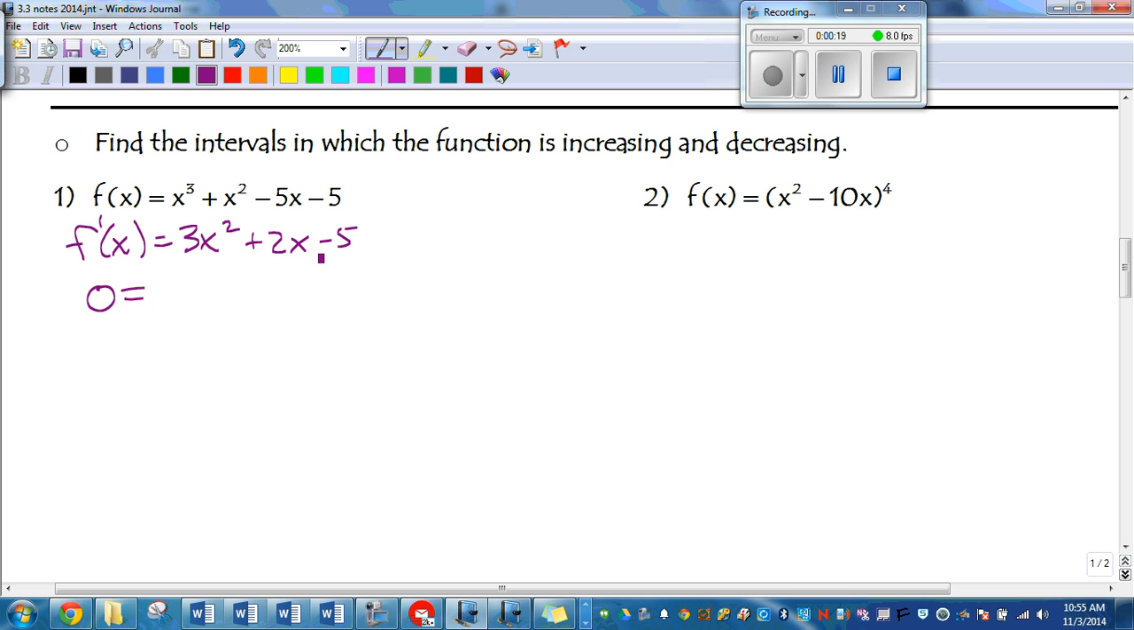Since this is a polynomial function, it's always going to exist. Right? It's continuous. It's not going to have any discontinuities. It's going to be differentiable all the time. It's just going to have derivative that's equal to 0 from time to time.